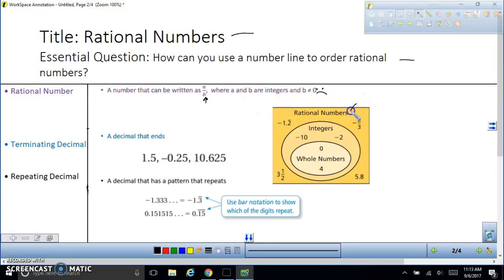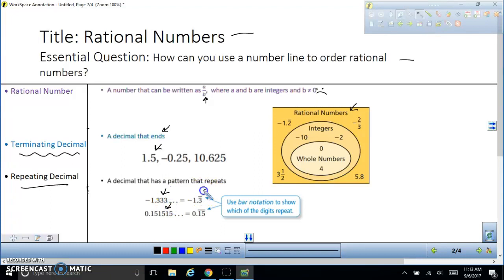Now we're going to talk about the rational numbers, which go in between the whole numbers, the 1.5s, the 1.3s, the 0.5s, the negative 0.5s, okay? And there are two types of in-betweens. One is a terminating, meaning it ends. The other is a repeating, meaning it goes on forever.